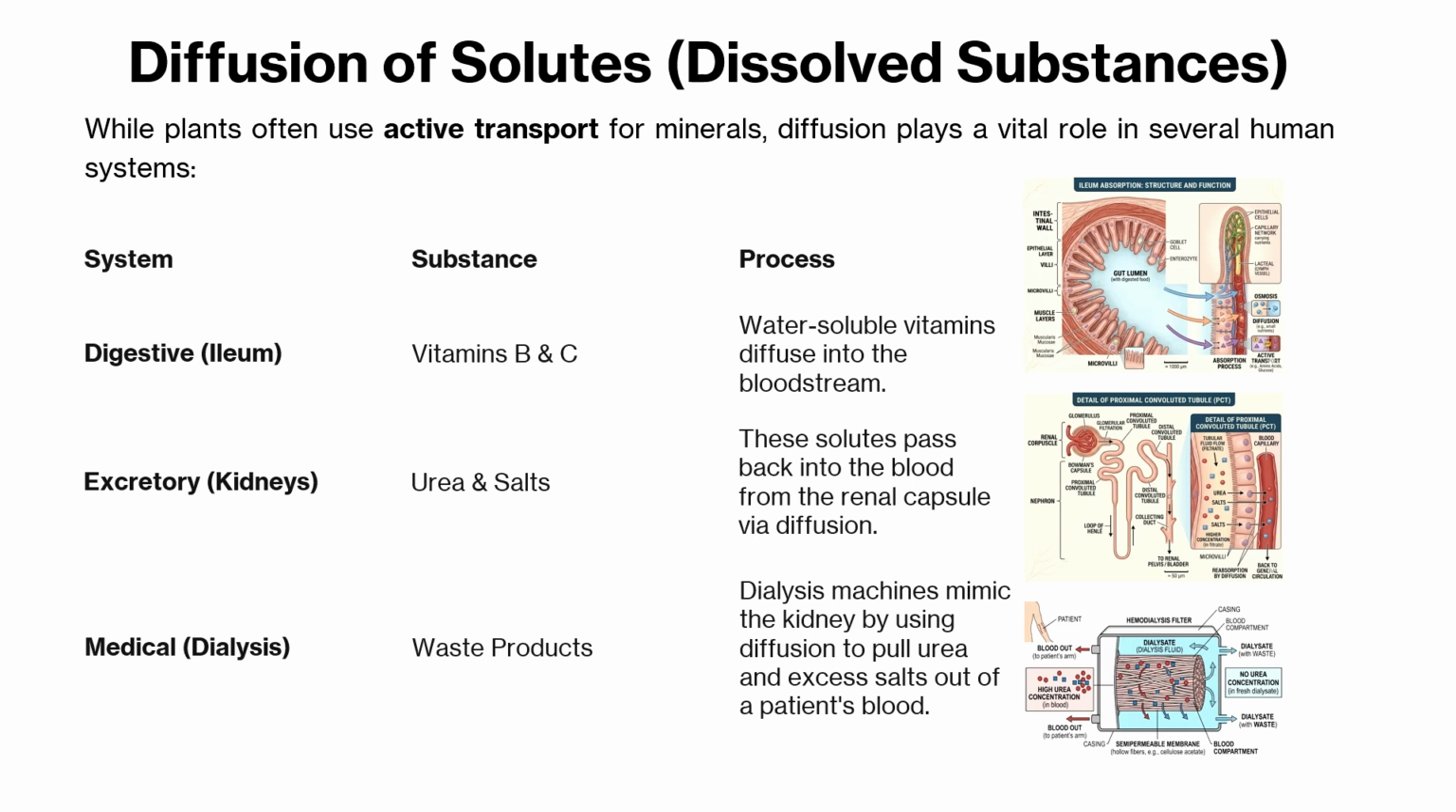And finally, we have a life-saving medical application, that is dialysis. When someone's kidneys are not working properly, doctors use a dialysis machine, and this machine acts like an artificial kidney. It uses a special fluid to create a concentration gradient, literally pulling waste products like urea and excess salts out of the patient's blood using, you guessed it, simple diffusion.